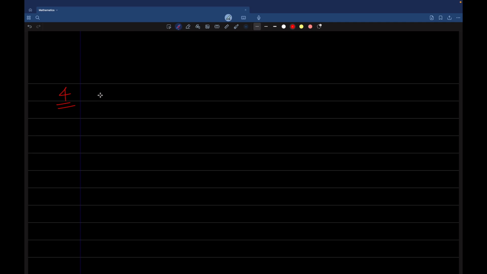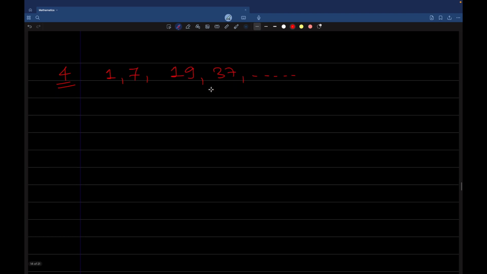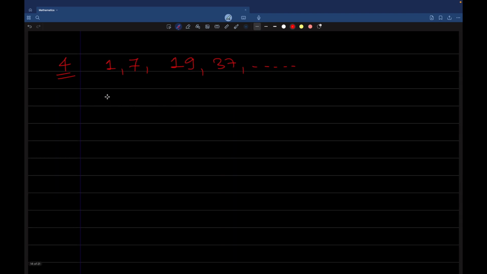Question number 4 asks what this sequence will be called: 1, 7, 19, 37 and so on. These are hexagonal numbers. If we draw a hexagon, it looks something like this.